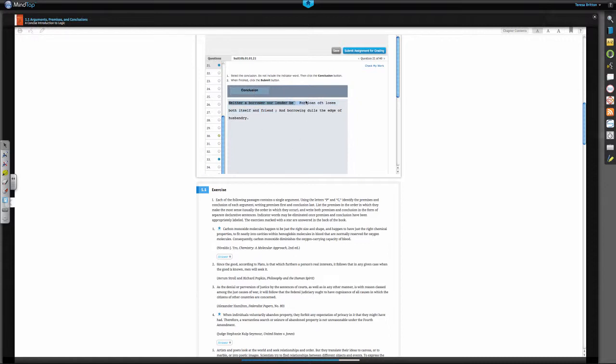How did I know? Again, I'm pointing to this overlooked item here, that for, F-O-R, is a premise indicator. That's telling me that the rest of the stuff is premise, and the first part, neither a borrower nor a lender be, is your conclusion. I go no further. I don't try to think about general, specific, theoretical, anything. I use my indicator words when they're there.